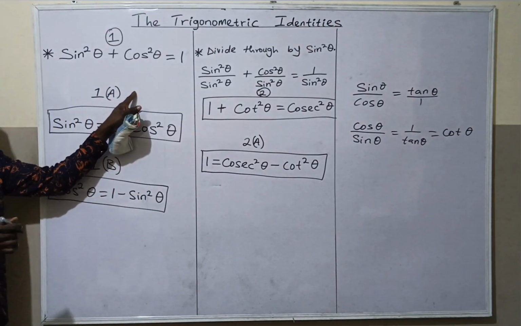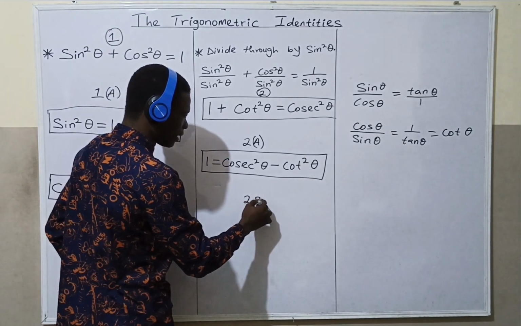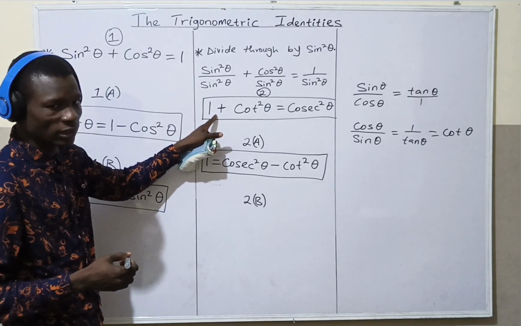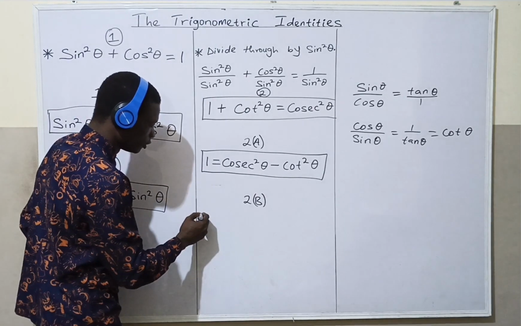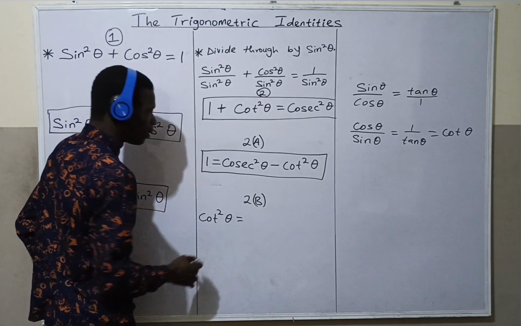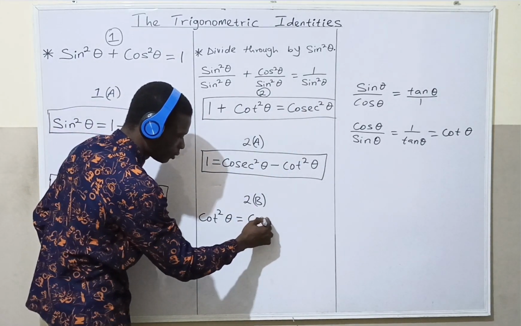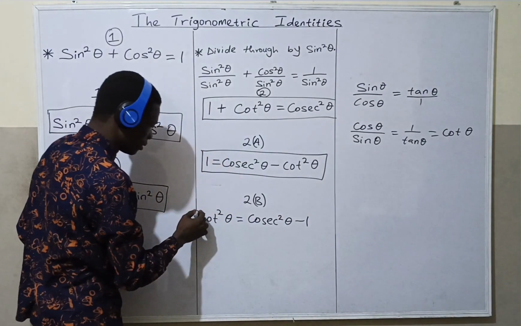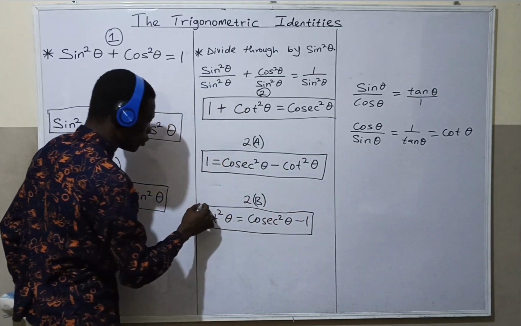Just like we have 1a and 1b, we'll be having identity number 2b. And what is identity number 2b going to be? Instead of making 1 the subject this time around, it is cot² theta that will be made the subject of the identity. So we'll be having cot² theta equals, so 1 has to leave here to go and make cosec² theta. So we'll be having cosec² theta minus 1. And of course, this is identity number 2b.